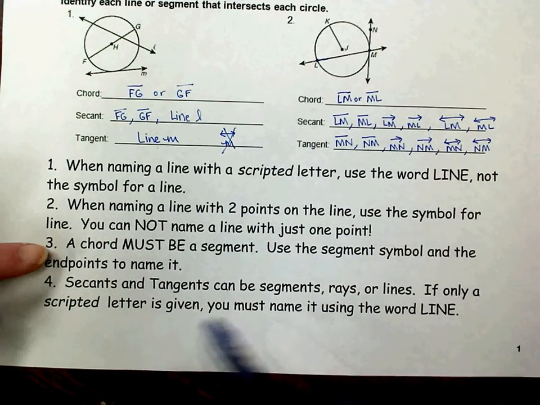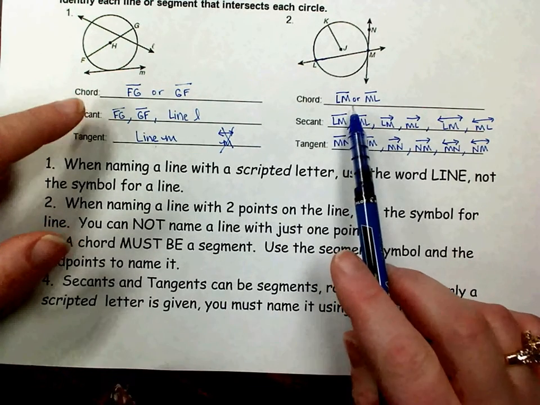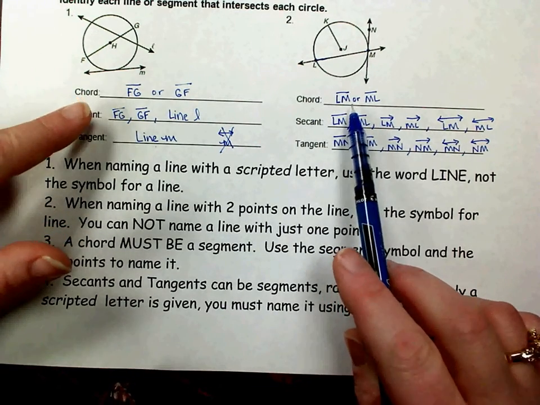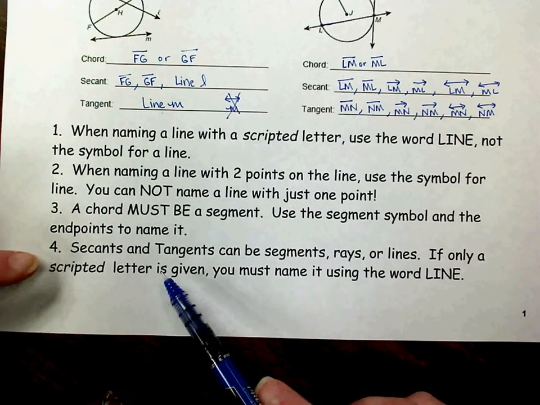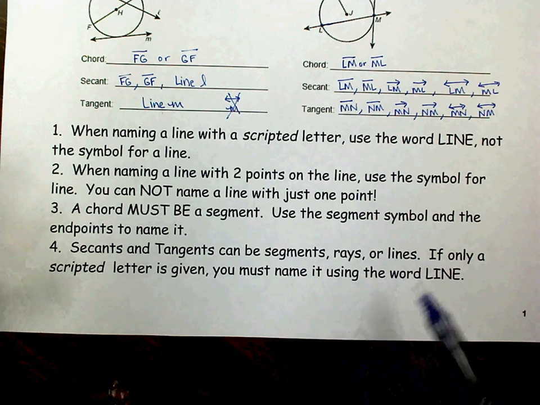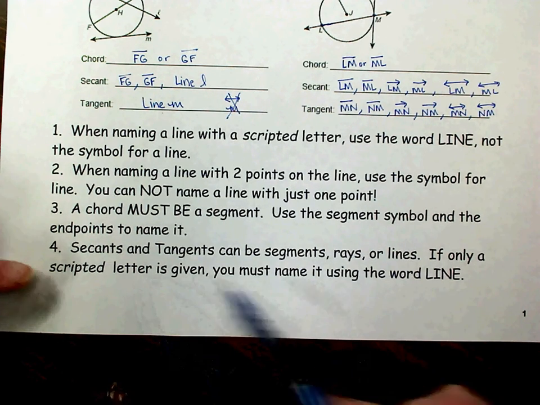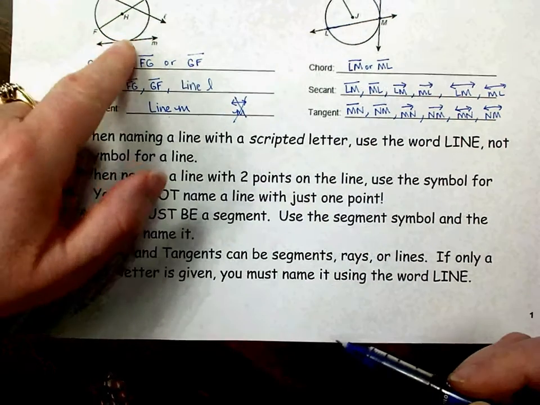Remember, a chord must be a segment, so for these you don't have any other option but to name it with a segment bar and the endpoints. And then number 4, secants and tangents can be segments, rays, or lines. If you only have a scripted letter, remember you must use the word line when you're naming it, just like we did on this problem here.